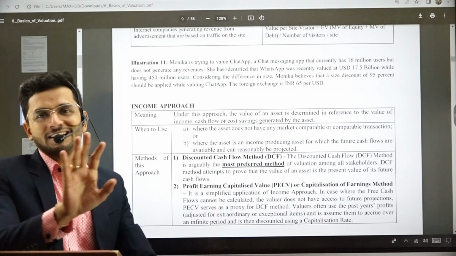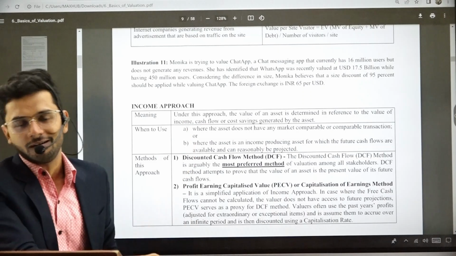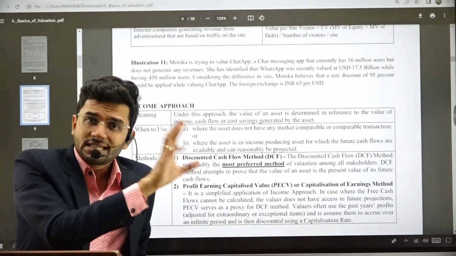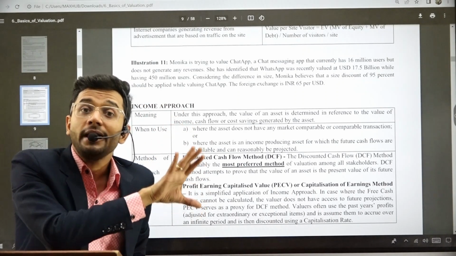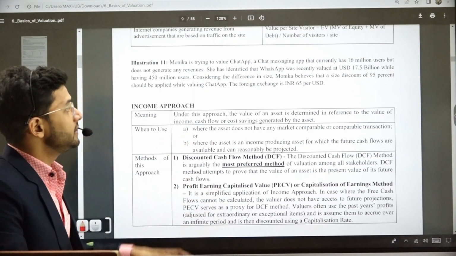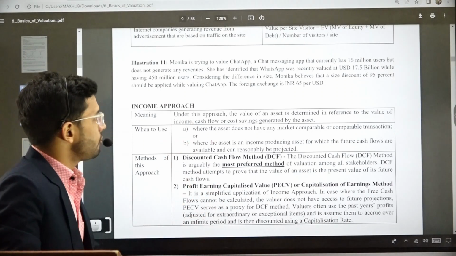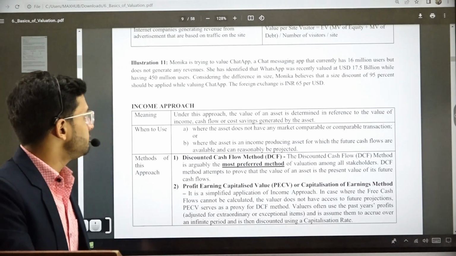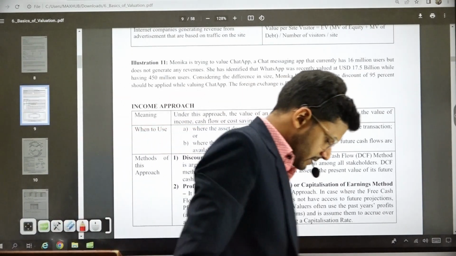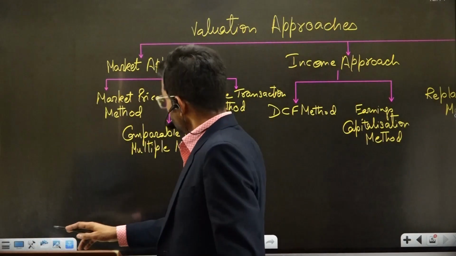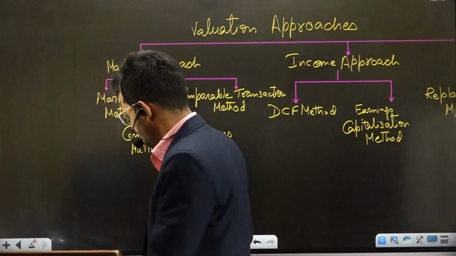So Monica is very honest, okay? We should appreciate this girl, Monica. She's saying that whatever value WhatsApp has, you should discount it by 95% to get the value of chat app, because chat app is a recent startup only. The foreign exchange rate is 65 INR per US dollar. You need to compute the value of chat app. Okay, let's compute the value of chat app.